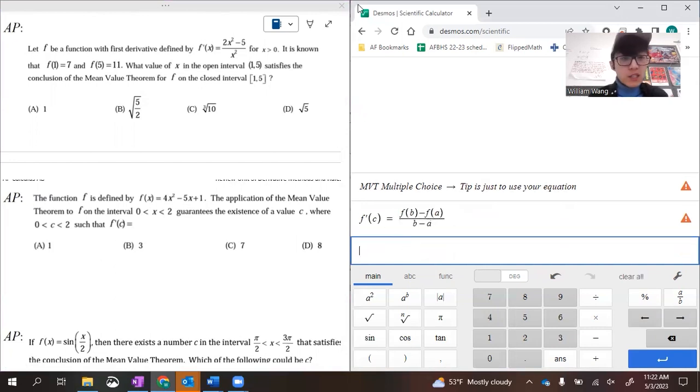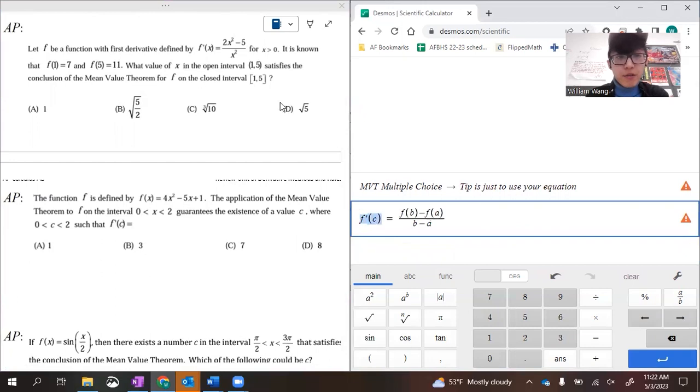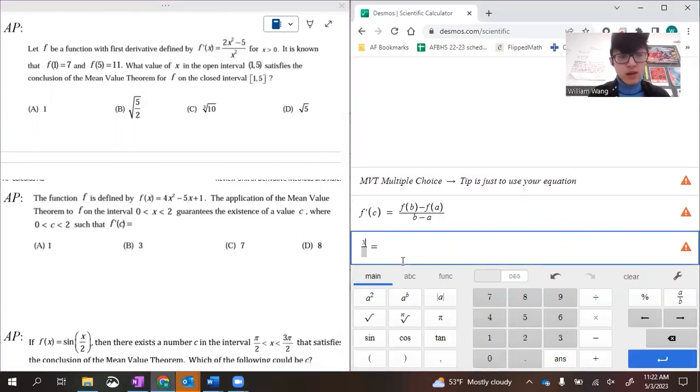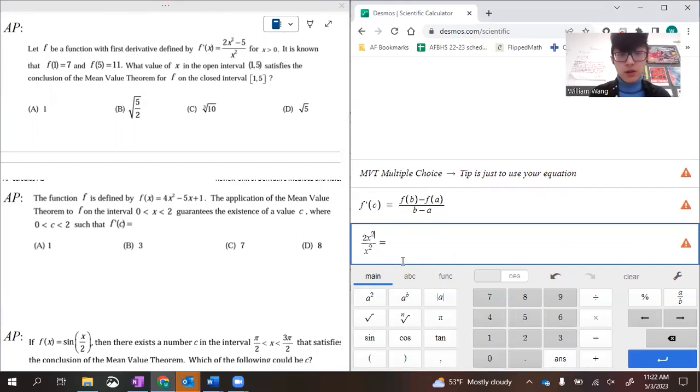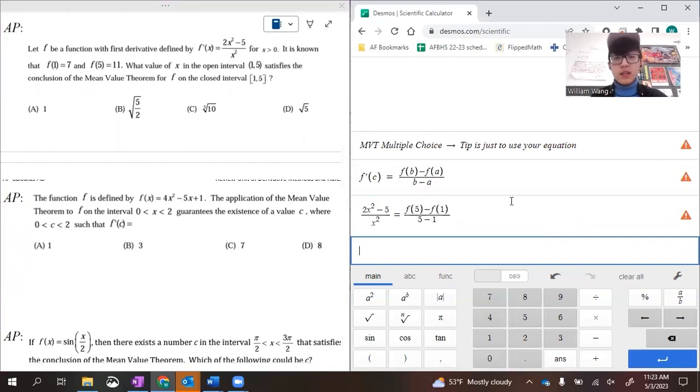All right, cool. Well, let's figure that out. First, my derivative. Well, they actually give us my derivative. You don't even have to calculate for it. You literally just type in the derivative on this side. So 2x squared minus 5 over x squared is equal to f of b minus f of a over b minus a. So b minus a is going to be 5 minus 1. F of b minus f of a, that's f of 5 minus f of 1. And this is true because they tell us that here, right? I go from a to b, so 1 to 5.